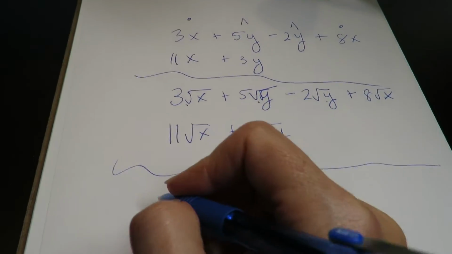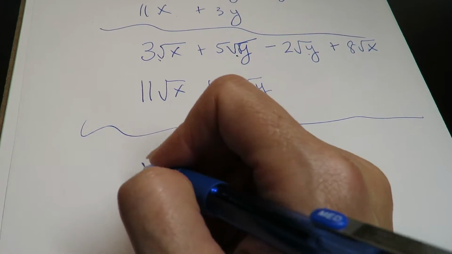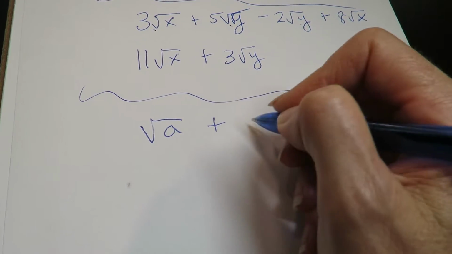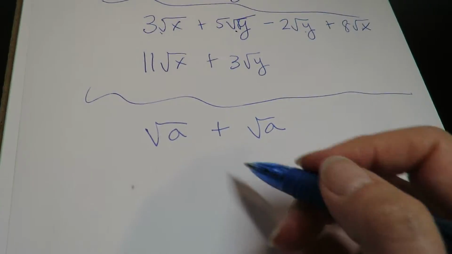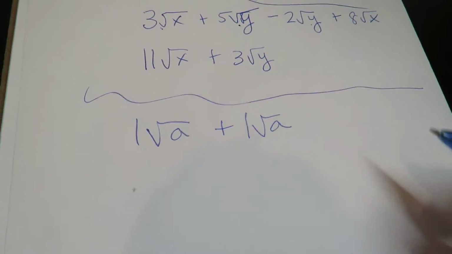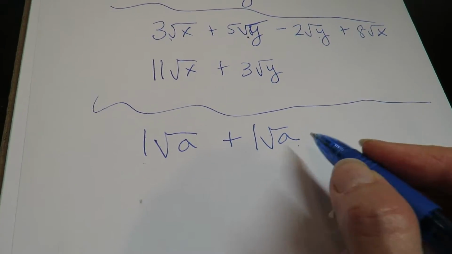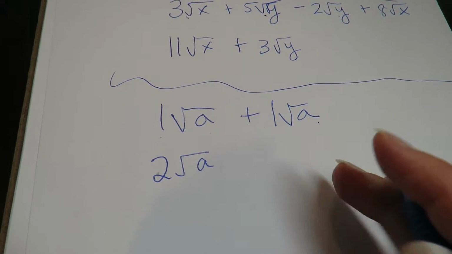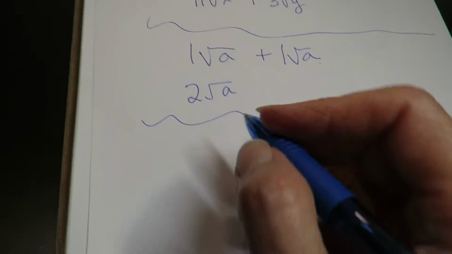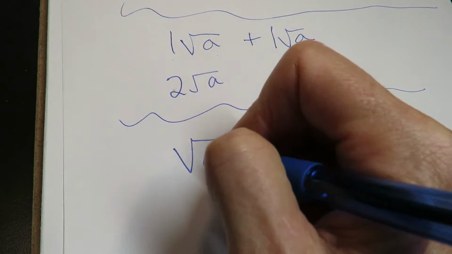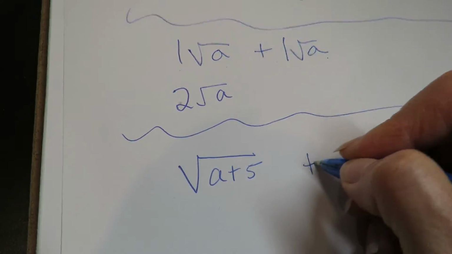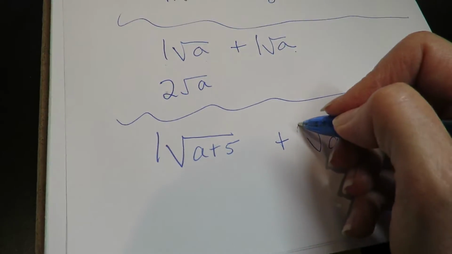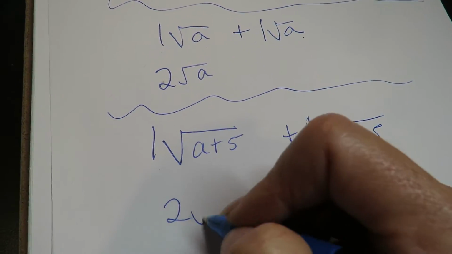And if I have, let me just change it, and instead of using x's, let me use a's just so you can see the difference. If I have radical a plus radical a, that would mean that I have one of these plus one of these, right? So I have 1 apple plus 1 apple, so I have 2 apples. So 1 radical a plus 1 radical a is 2 radical a's. Likewise, if I have radical a plus 5 plus radical a plus 5, that means that I have one of these types plus one of these types, which would be 2 of these types.